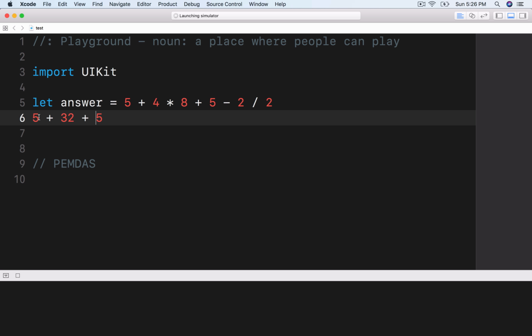And so we were at 5 plus 32 plus 5, and then 2 divided by 2 is 1, so this is going to be minus 1.